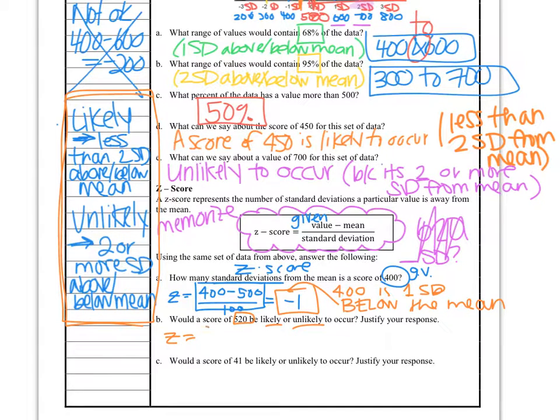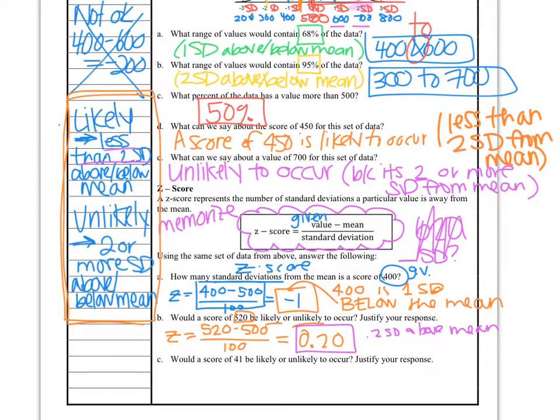So here we've got our given value of 520 minus 500 over 100, which then gives us, when we type it in our calculator, a 0.20. So here's our answer. But then we have to decide, is it likely or unlikely? Well, it's very close to the mean. It's only 0.2 standard deviations above the mean. So remember, if it's less than 2 above or below the mean, it's likely to occur. It's going to happen often.